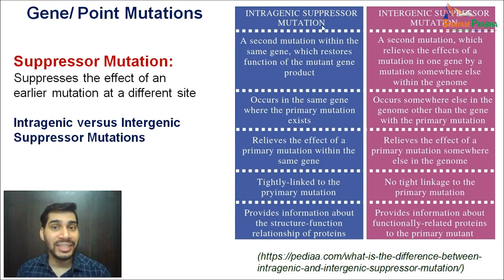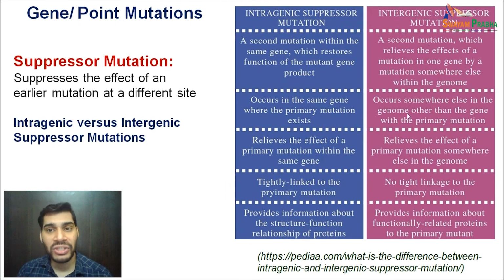In case of intragenic suppressor mutation, there is a second mutation within the same gene which restores function of the mutant gene product. Whereas in case of intergenic suppressor mutation, there is a second mutation which relieves the effects of a mutation in one gene by a mutation somewhere else within the genome. So here it is the same genome, the same chromosome, but it is some other location within the genome. Here it occurs in the same gene where the primary mutation exists.